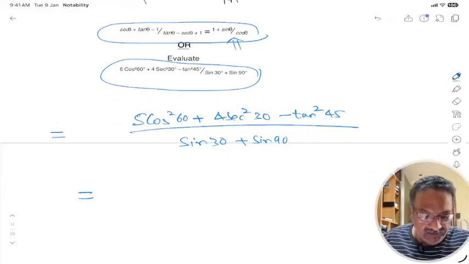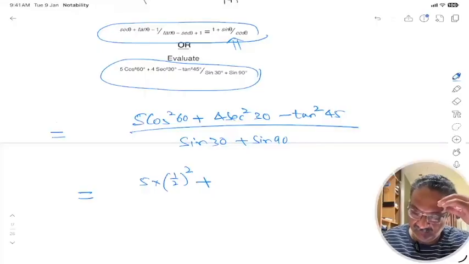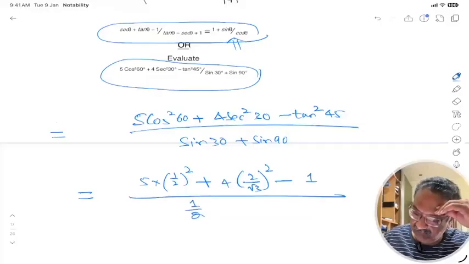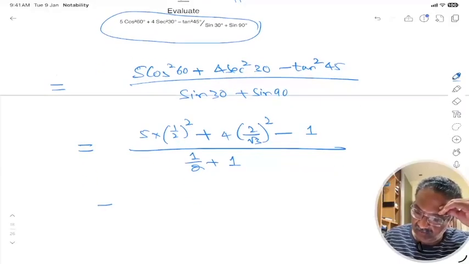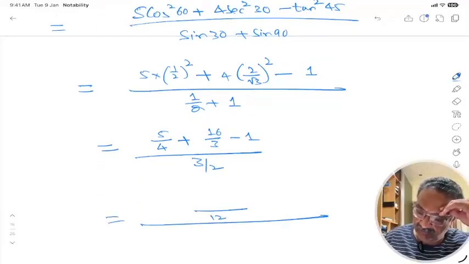Okay, what is cos 60? Cos 60 is nothing but 1 by 2. So 5 into (1 by 2) square plus 4 secant square 30. What is secant 30? Secant 30 is 2 by root 3. So 4 into (2 by root 3) whole square minus tan square 45, which is 1, divided by sin 30, which is half, plus sin 90, which is 1. Okay, so we have got 5 by 4 plus 16 by 3 minus 1 divided by 3 by 2. With LCM the numerator will be 12, so 15 plus 64 minus 12 divided by 3 by 2.